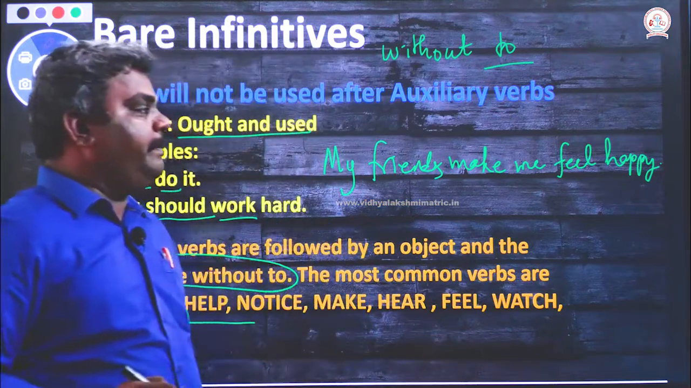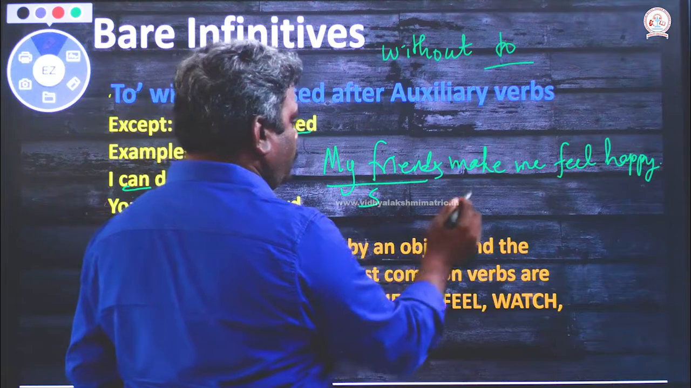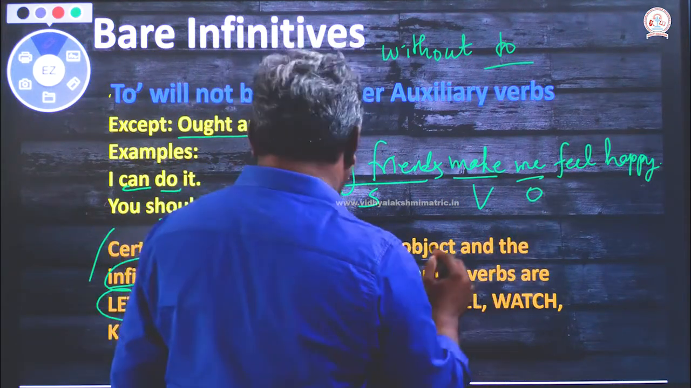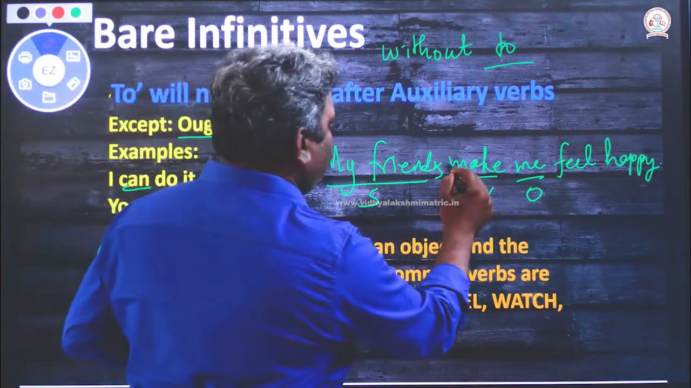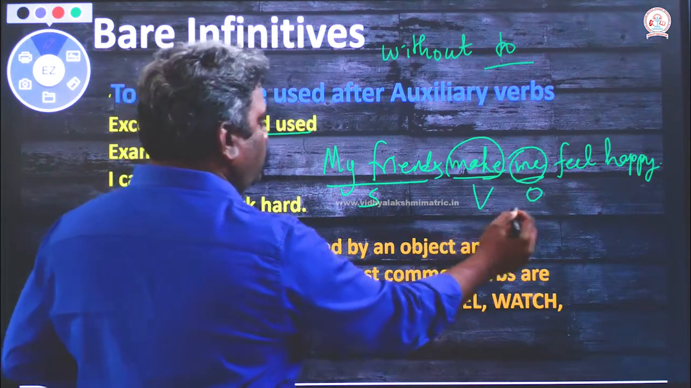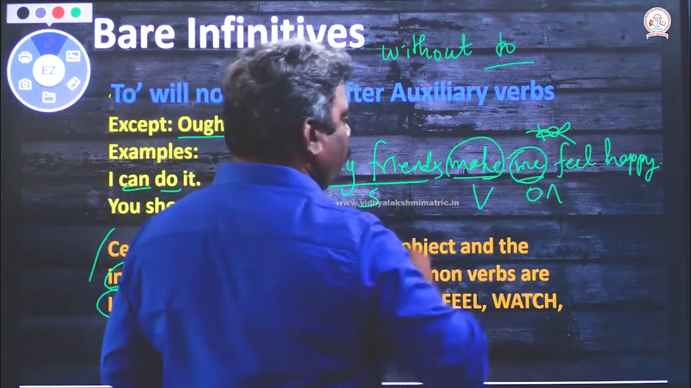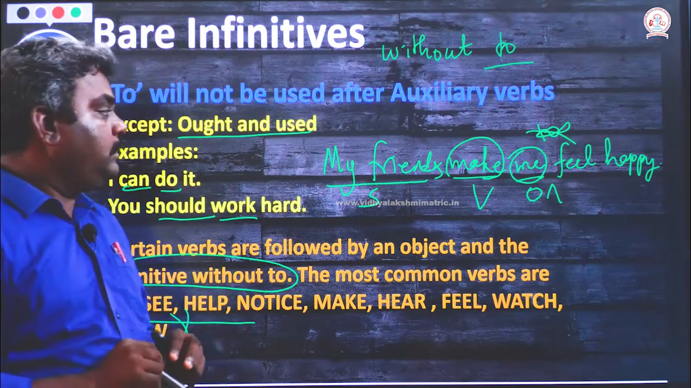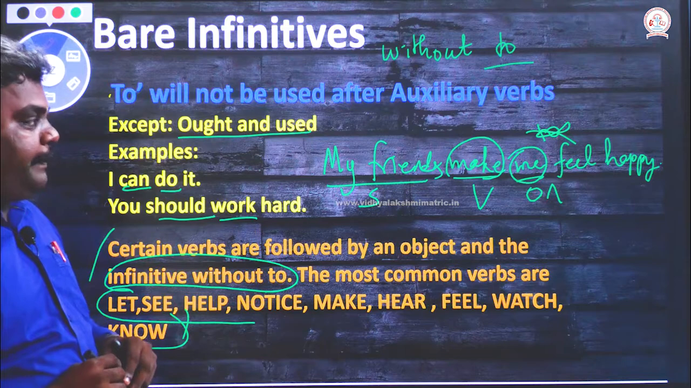My friends make me feel happy. Look at this. My friend, subject, make, verb, me, object. Here, certain verbs are followed by an object. This is the certain verb, make. This is the object. After that, you should not put to. If you put it, that is wrong. You will not only make, made also. My friends make me feel happy.